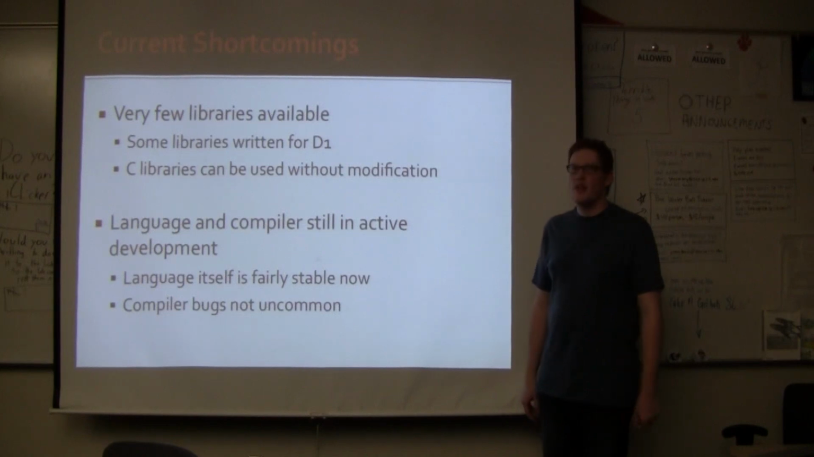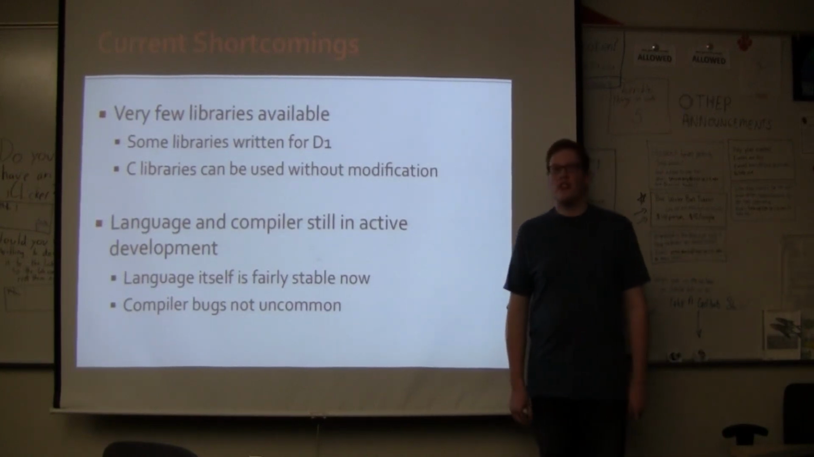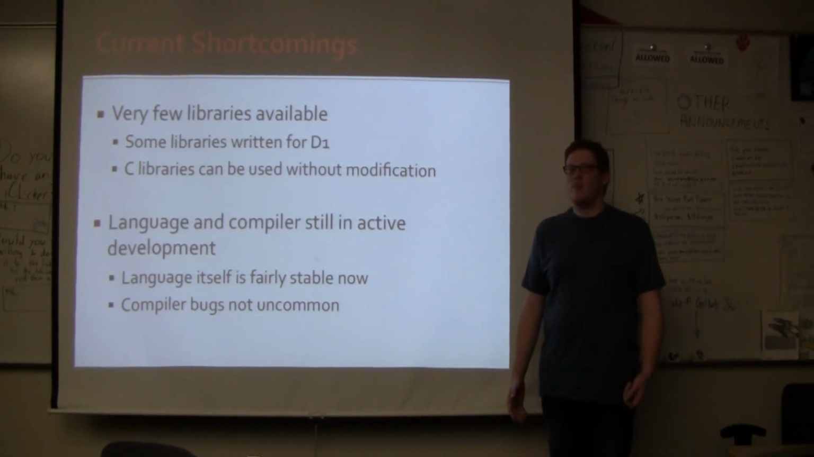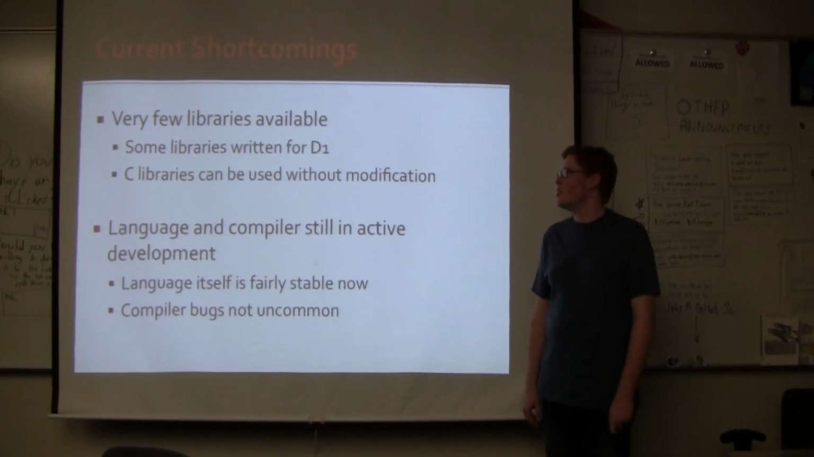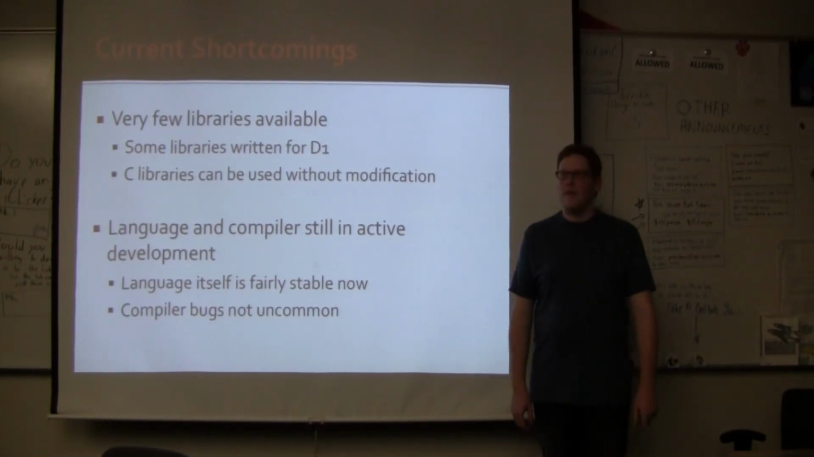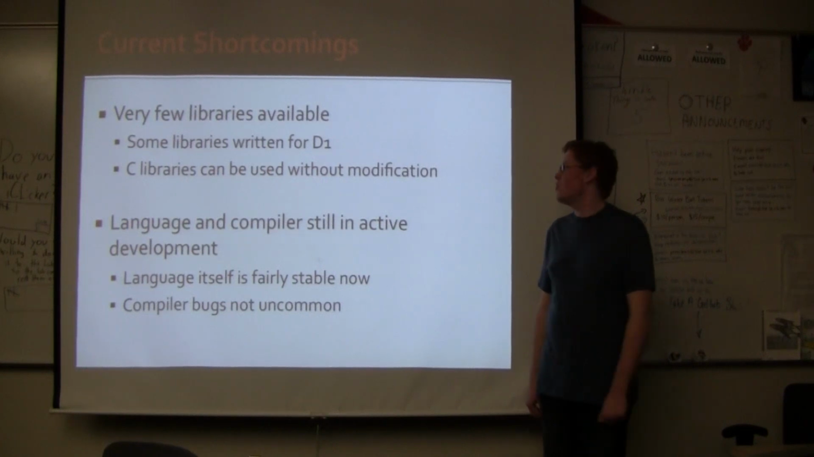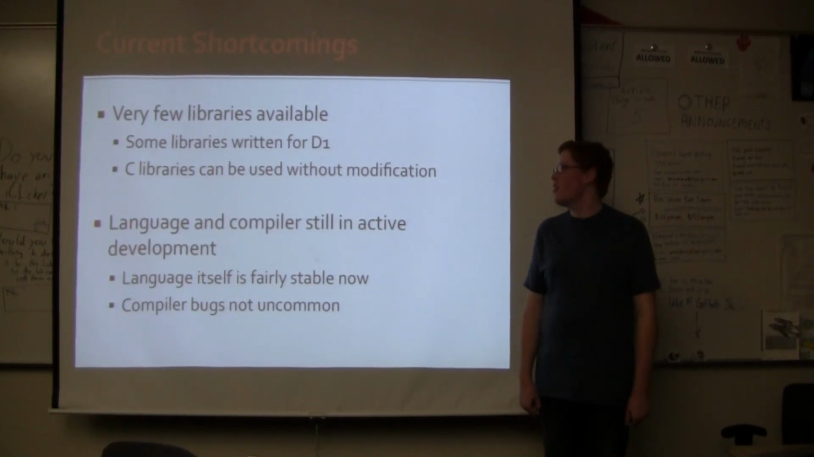But the nice thing is C libraries can be used without modification within D. You can just do a simple bind to the C function calls, and so any C-based library is easily used. For example, I started writing a little game framework that uses OpenGL, so that's a C-based API. So you can use D to work with OpenGL and SDL.